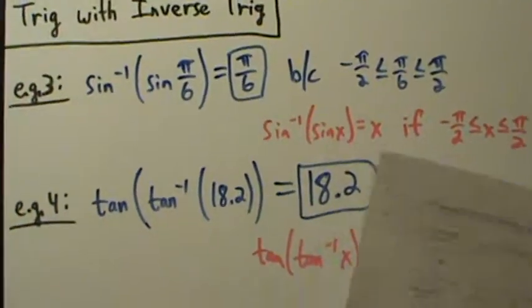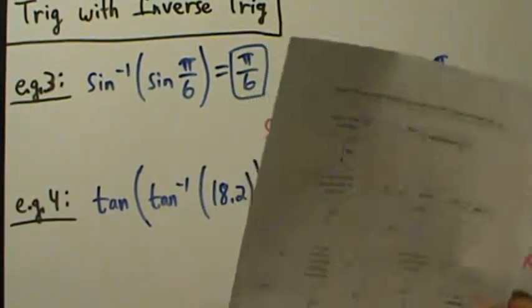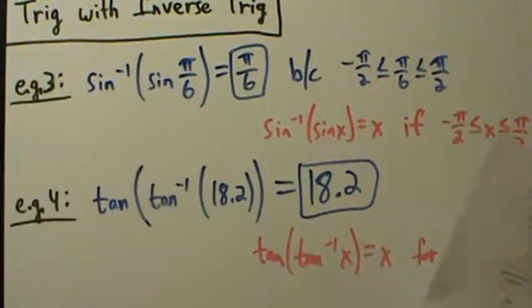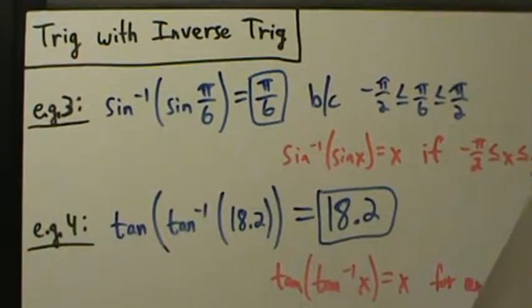So that's two more relatively simple examples of using this flowchart to evaluate some trig with inverse trig problems. More examples coming up in the next few videos.